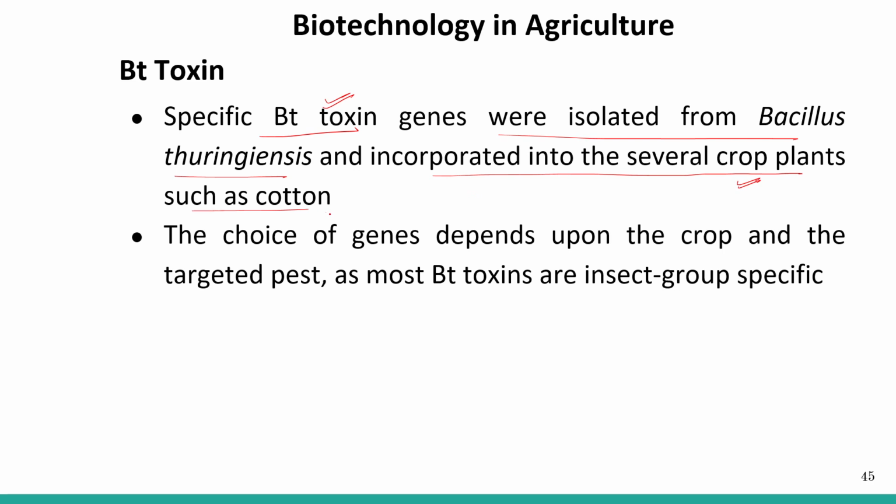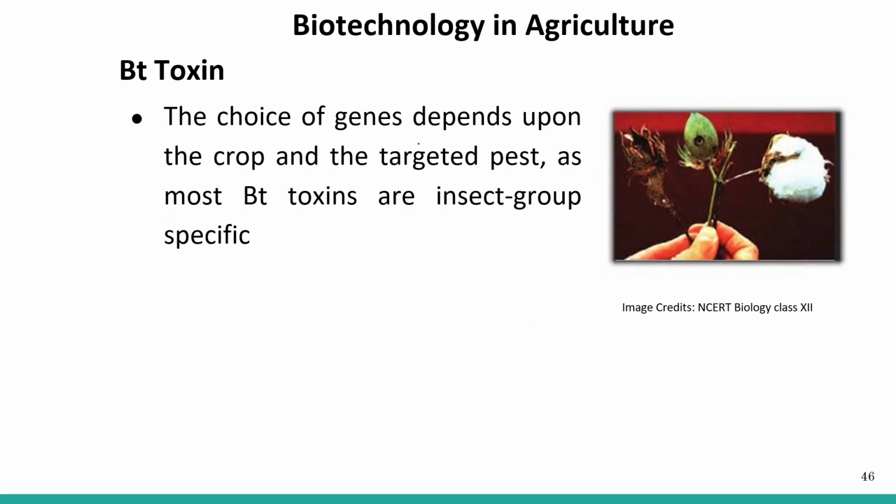So this particular Bt toxin is not only introduced to the crop, that is cotton, but it is incorporated into some other crops also, like Bt brinjal. The choice of genes depends upon the crop and the targeted pest, as most Bt toxins are insect group specific. Now, as we all know, it produces 200 different types of toxin, and that is specific to the insect group.